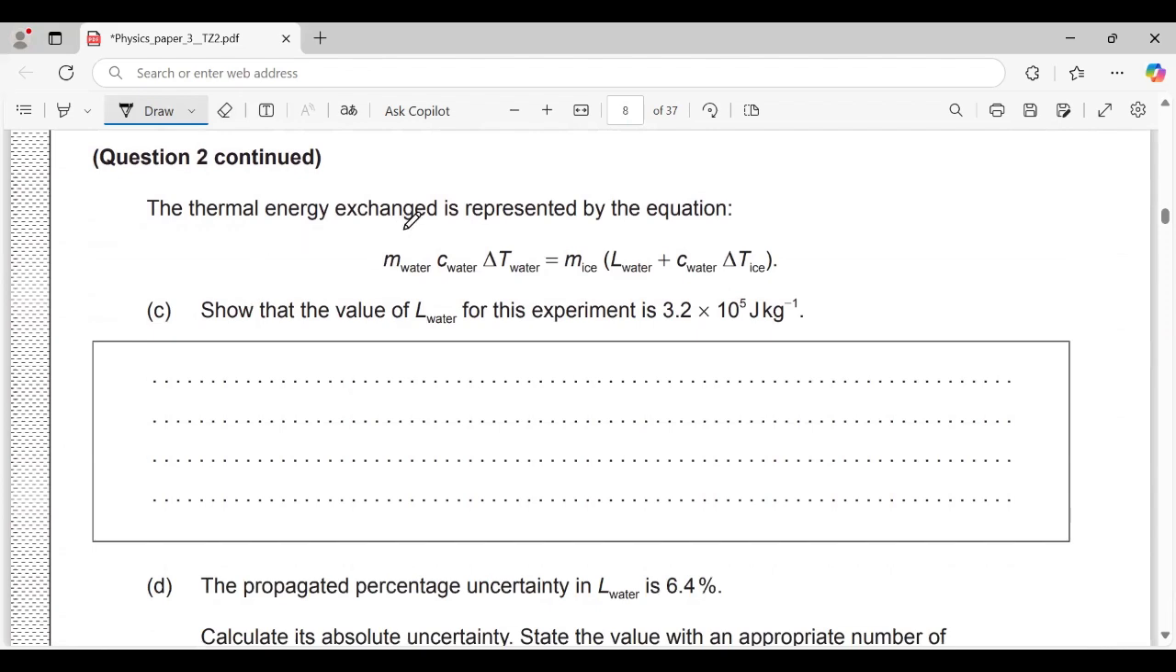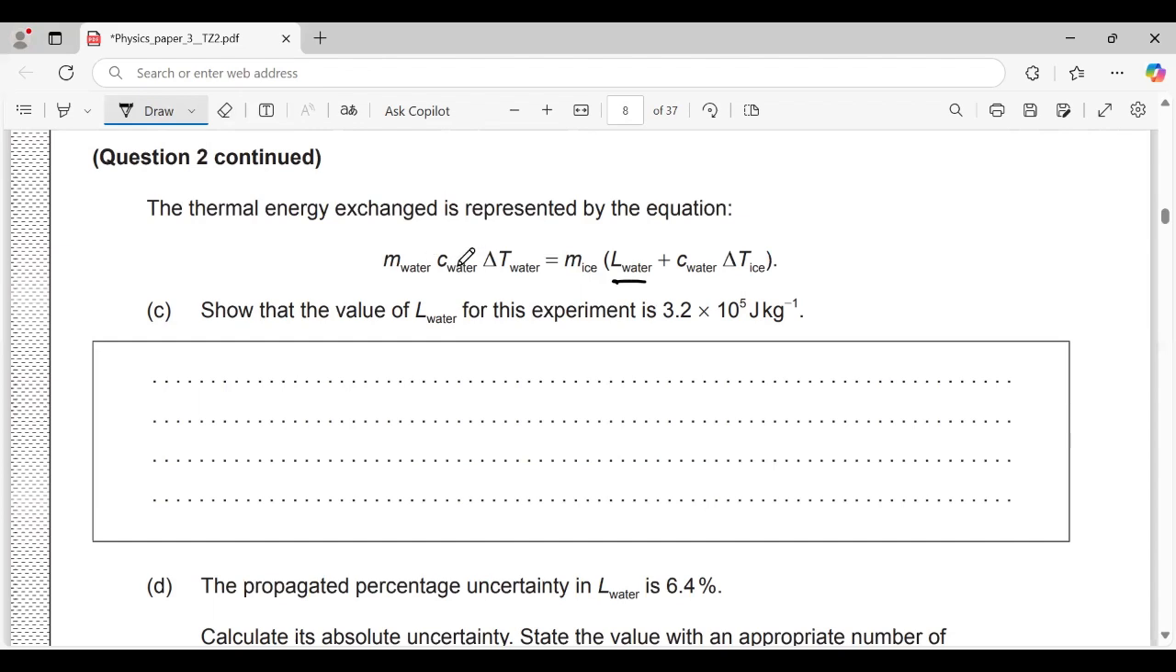The thermal energy exchange is represented by the equation. This equation shows the value of L water, where L water is the specific latent heat of fusion of water for the experiment, which is 3.2 × 10^5 joule per kilogram. So we have to rearrange this formula because L water will be the subject.